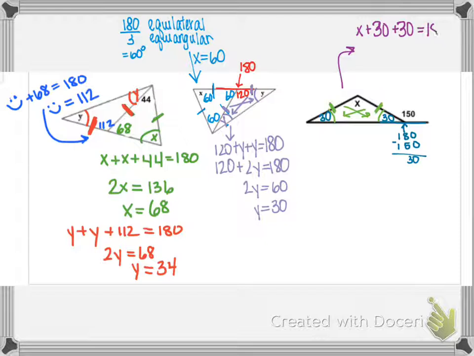equals 180. Combine like terms. 30 plus 30 is 60 equals 180. Subtract 60 from both sides, and I'm going to get 120 for that angle right there.